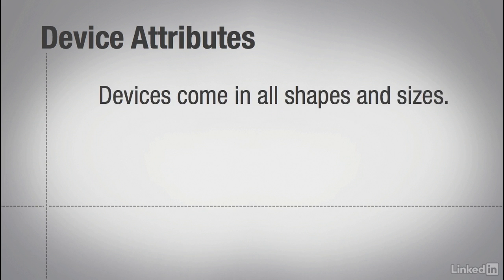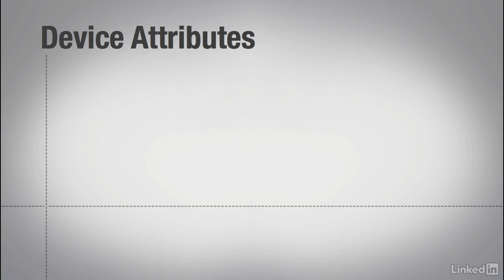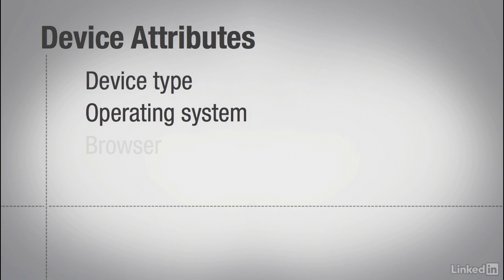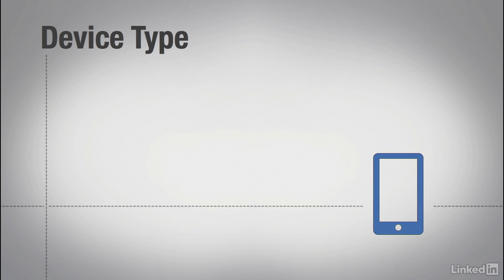Devices, just like people, come in all shapes and sizes. There are thousands of devices, each with hundreds of attributes that you should be aware of and take into consideration when developing your site. The key attributes that you should be considering are device type, operating system, browser, and screen resolution.